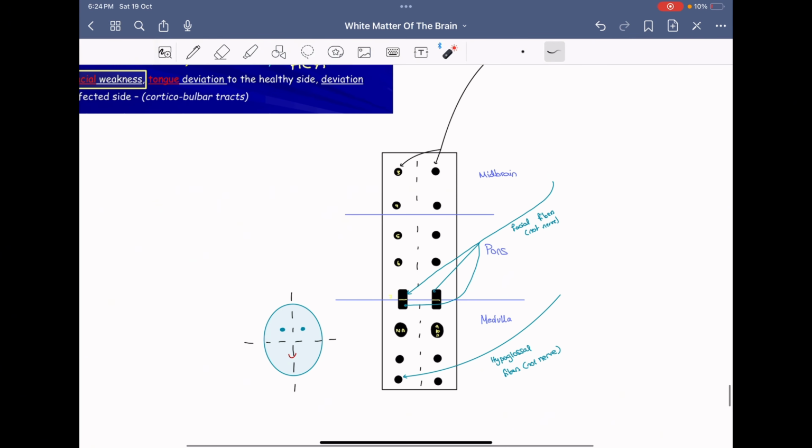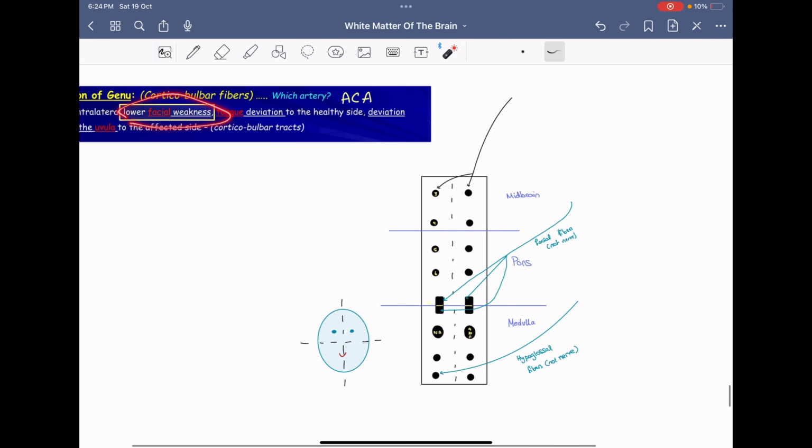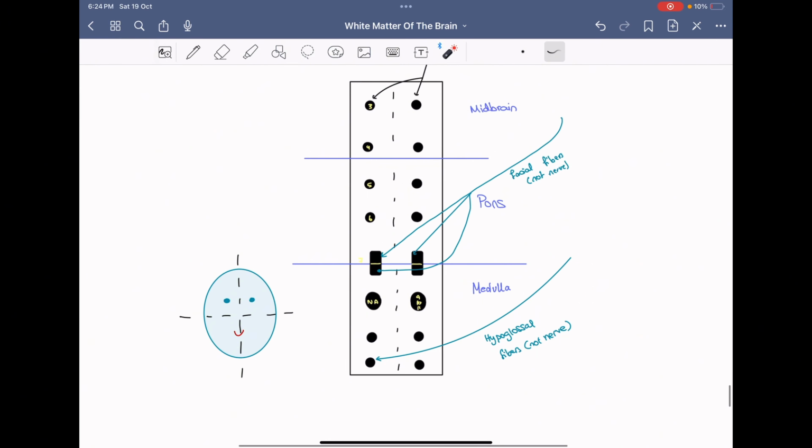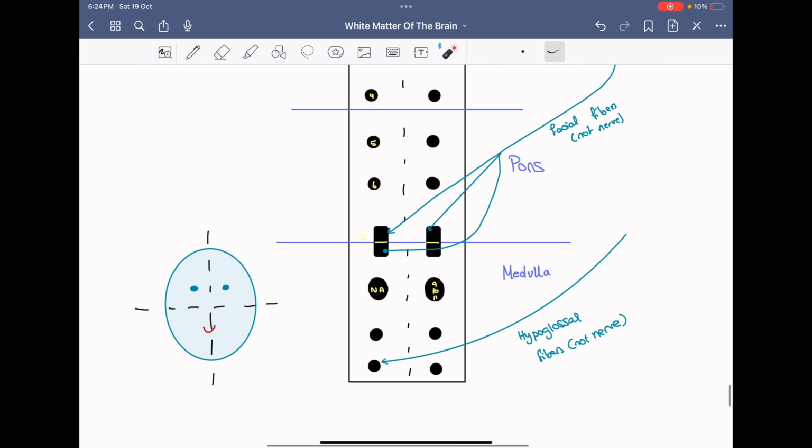So let's first understand the lower facial weakness. In order to understand that, we need to talk about the facial nuclei. And the facial nuclei, as we know, is present in both the pons and medulla. You have an upper part and a lower part. The upper part supplies the upper half of the face, the lower part supplies the lower half of the face. And obviously right is right and left is left.